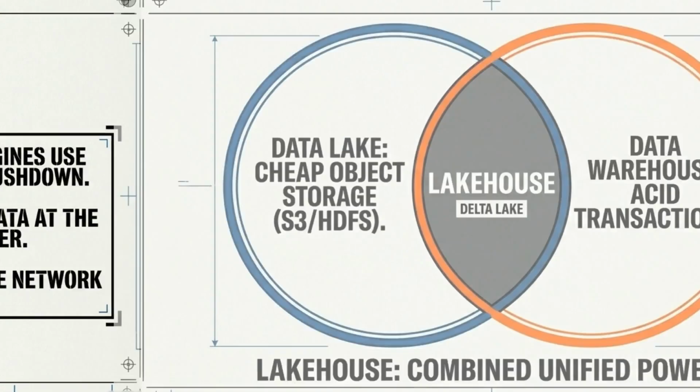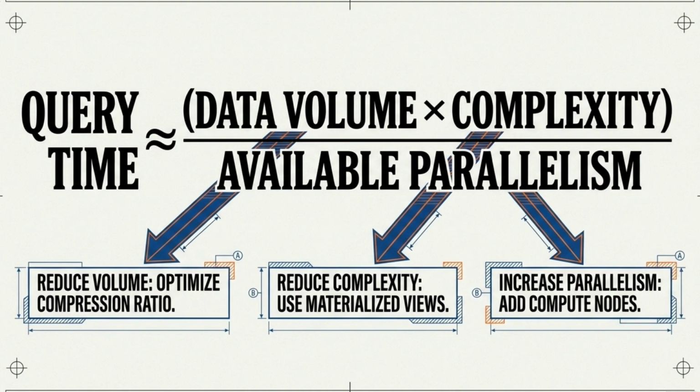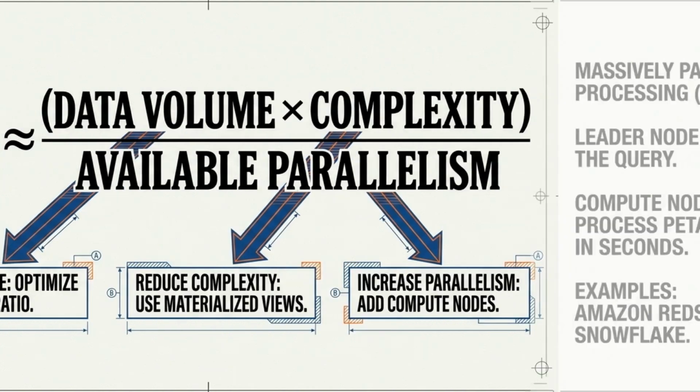massive network bandwidth. The lakehouse architecture, such as Delta Lake, combines the best of both worlds: the low-cost object storage of a data lake with the ACID transaction reliability of a traditional data warehouse. Query performance can be optimized by adjusting key factors, reducing data volume through compression, lowering complexity with materialized views, or increasing parallelism by adding compute nodes.